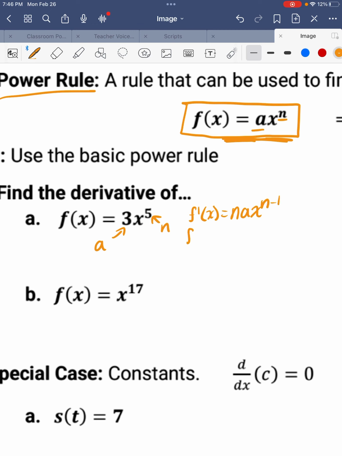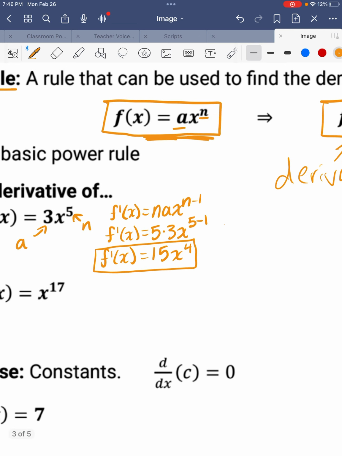Now I'm going to plug in my values. So I have f prime of x equals, n is 5, so I have 5, times a is 3, x to the power of n, 5, minus 1. Now I can simplify. 5 times 3 is 15. 5 minus 1 is 4. So I'm simplified and I'm done. So let's write out what we did here. All we did was we plugged in the values for n and a, and then we simplified.